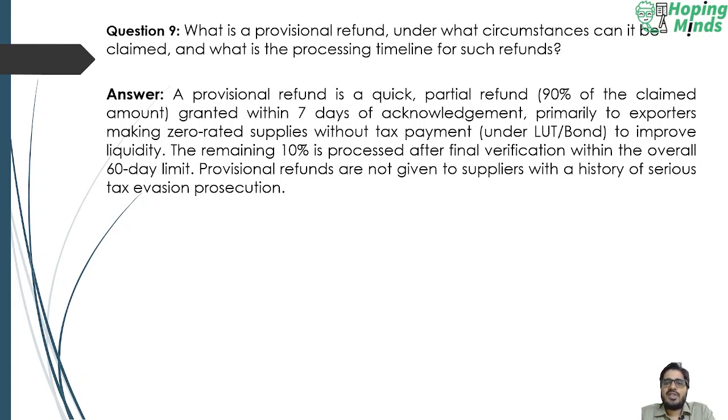So a provisional refund is a quick or partial refund wherein 90% of the claimed amount is granted within 7 days of acknowledgement, primarily to exporters making zero rated supplies without tax payment under LUT or bond, to improve liquidity. The remaining 10% is processed after the final verification within the overall 60-day time limit. Provisional refunds are not given to suppliers with a history of serious tax evasion or prosecution.